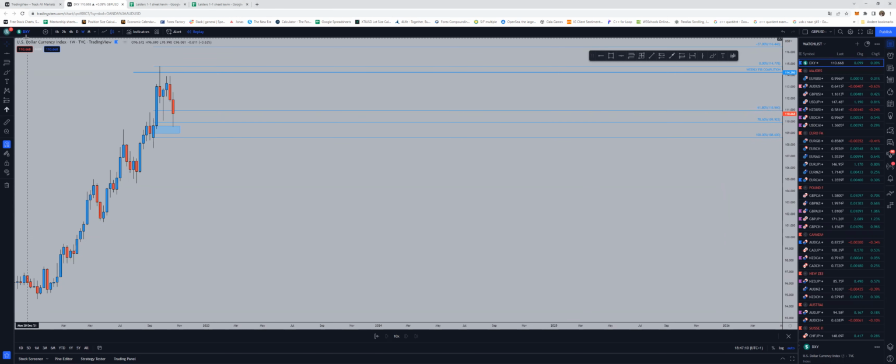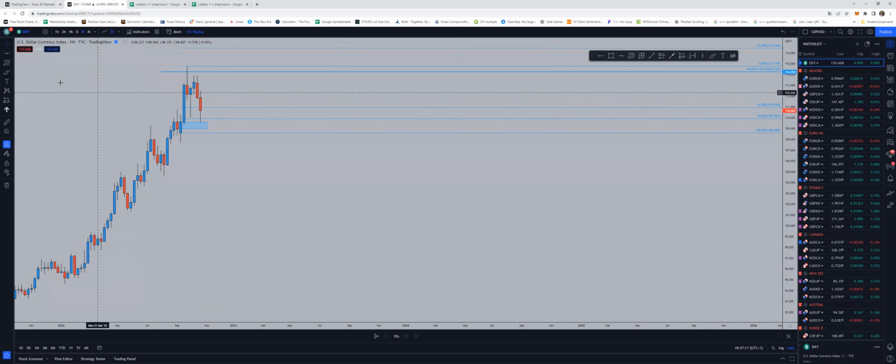So we are on the DXY, as usual, the US dollar currency index. We are on the weekly chart. And what did we see last week? We had here the weekly minus 60, 80 pip completion. So we expected some bearish momentum to kick in.